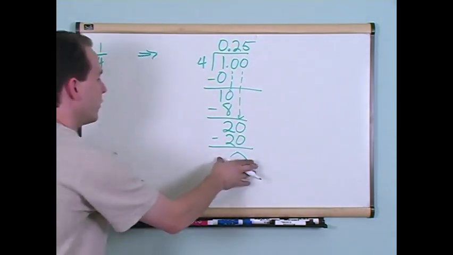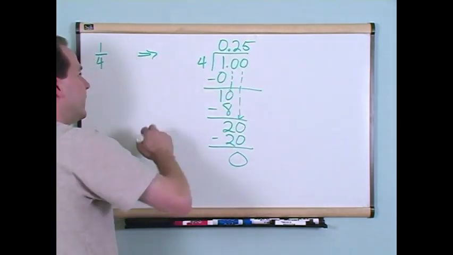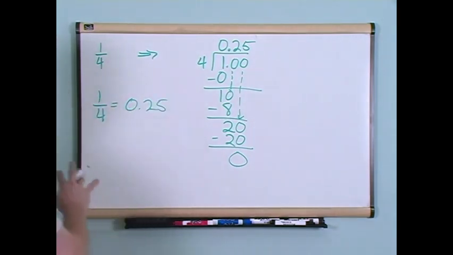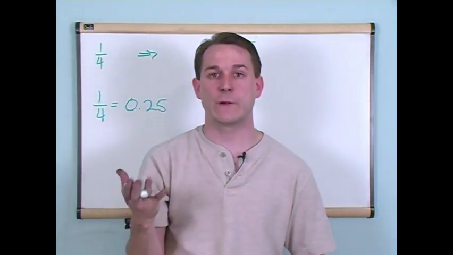So there's no more things to do here. You have a 0, you have all your things filled out here, and you fully divided everything out. So 1/4 is equal to 0.25. That is the decimal equivalent of this fraction that we call 1/4. 2 different ways of writing the same thing.